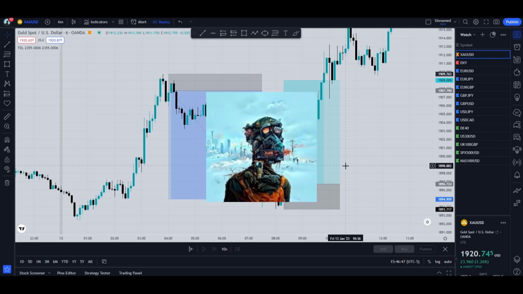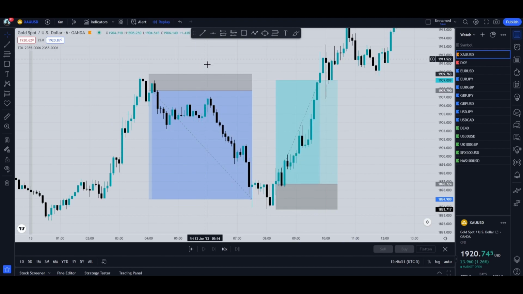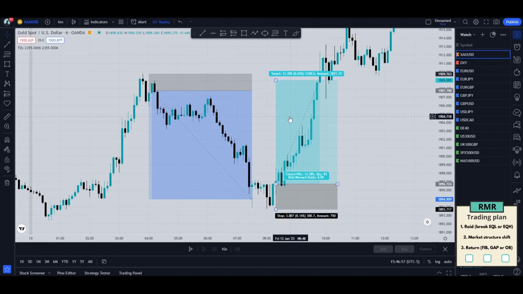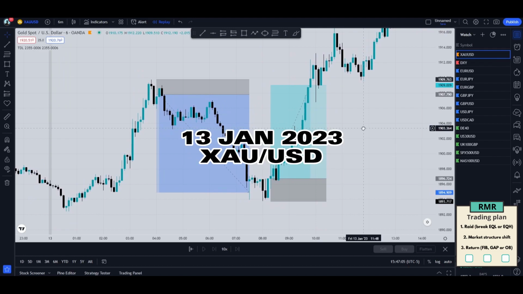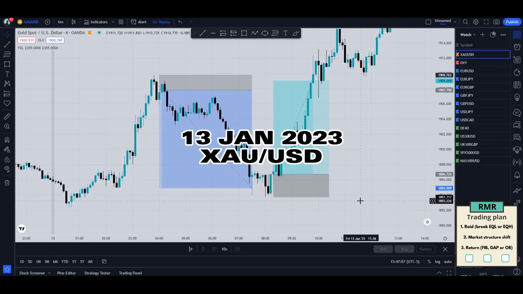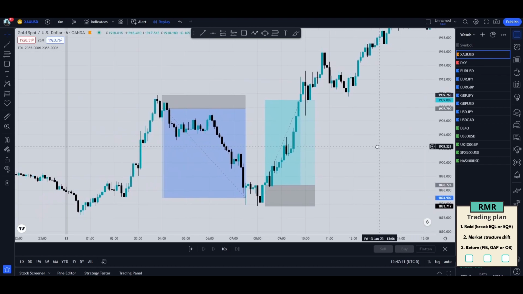Today I'll show you how to make these two trades using ICT concepts. I'll be using a trading plan called RMR, which is created by An ICT Trading. The trading plan will be on the screen at all times in the bottom right corner, so you can look and follow along with what's going on. And I'll be trading gold versus US dollar on the 13th of January 2023, which is today of the recording. So let's get right into the video.